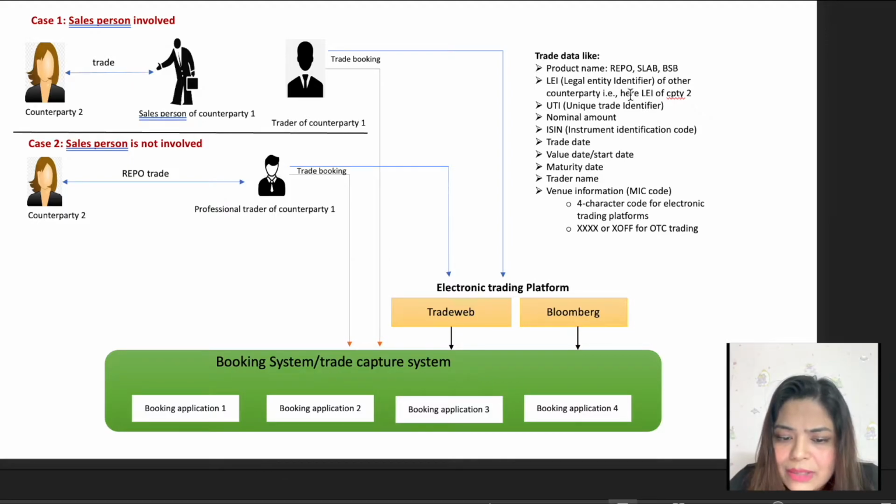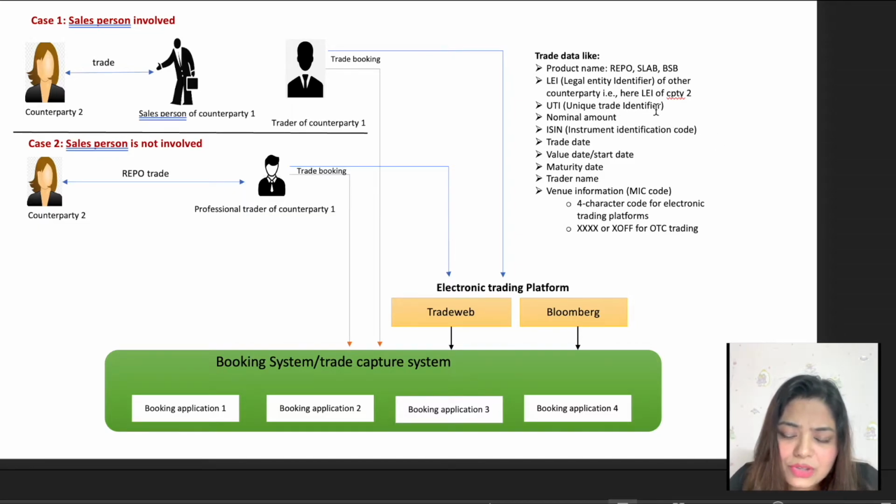So here it will be the LEI of Aviva. Then other details like what securities are involved in this trade and its ISIN details. ISIN is basically nothing but a unique code given to every security, and it represents the International Security Identification Number.